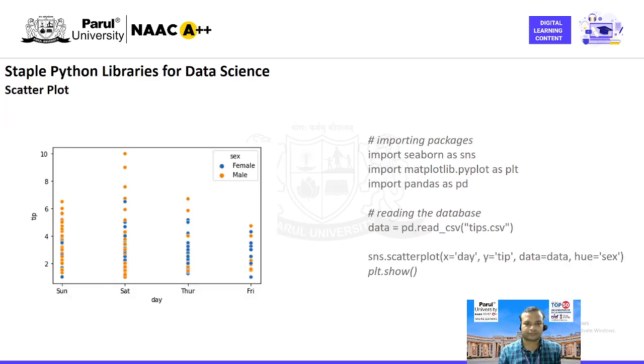Like this, you can see here we just add one parameter, hue. Hue is sex. There are female and male, so there are two colors. Orange indicates male, and blue represents female. So that is the benefit provided by the Seaborn library. That's why it is easier and more understandable for all of us.